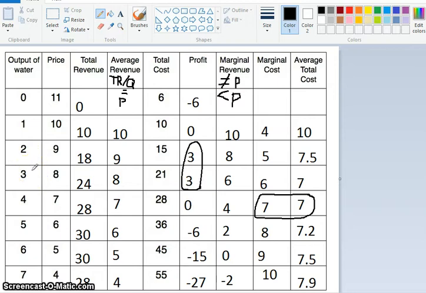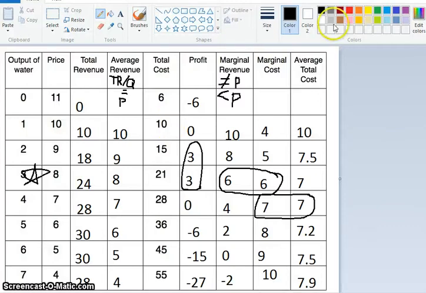Now, do you remember the profit maximization rule from perfect competition? I seem to remember it was MR equals MC. And lo and behold, that same rule applies here. So we are going to make 3 units, that's a star, of water to maximize our profits at $3. So all the rules remain the same.